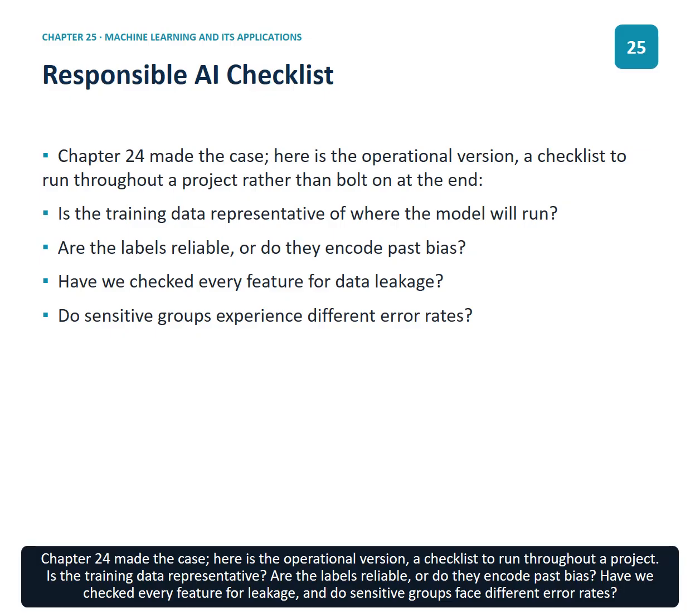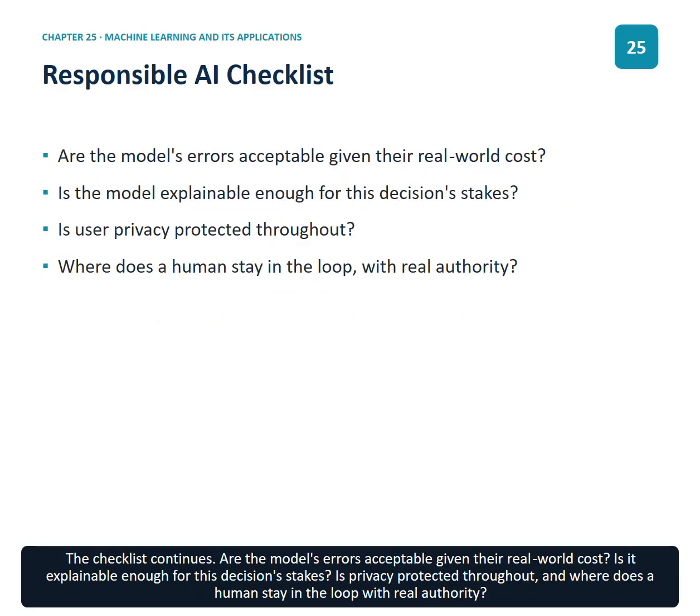Is the training data representative? Are the labels reliable? Or do they encode past bias? Have we checked every feature for leakage, and do sensitive groups face different error rates? The checklist continues. Are the model's errors acceptable given their real-world cost? Is it explainable enough for this decision's stakes? Is privacy protected throughout? And where does a human stay in the loop with real authority?